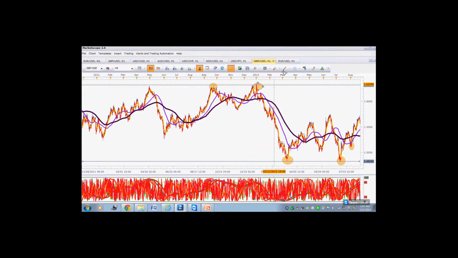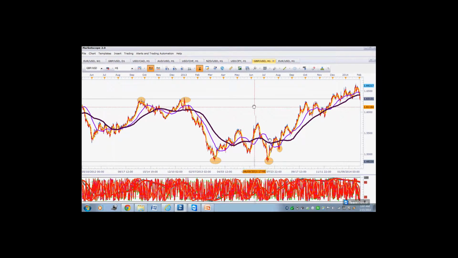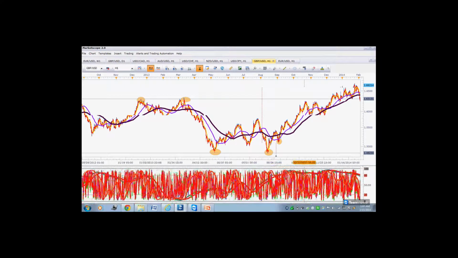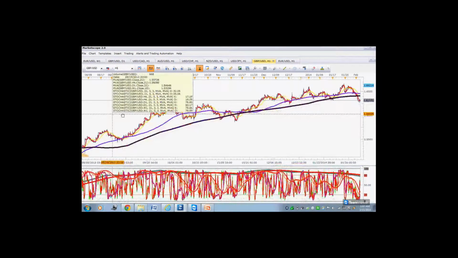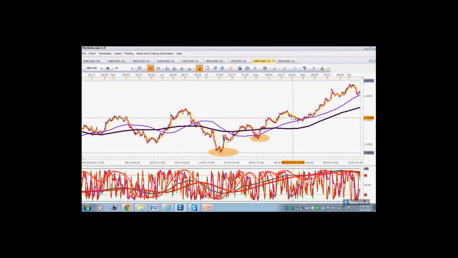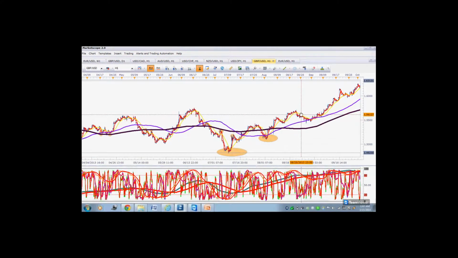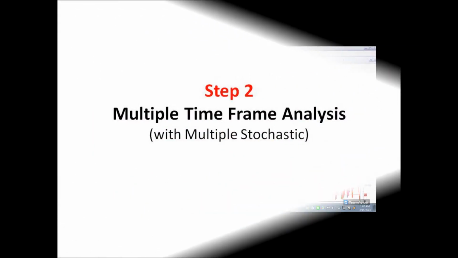Now we will go and try to refine our entry using our stochastic indicators. That's the purpose of our stochastic indicators, to enable us to trade in the direction of the trend by entering a setup which has a very low risk but high probability of success.